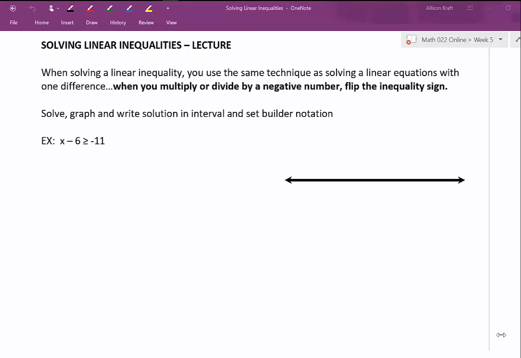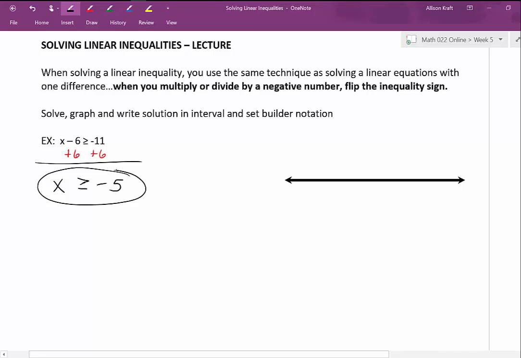We'll follow the same technique as we do with linear equations. We don't have any parentheses or fractions to eliminate. We don't have like terms on either side to combine. All of our variable terms are collected on the left side, which means that we've got to move all of our constant terms to the right. We're going to add 6 to both sides. This gives me x is greater than or equal to -5. This is the solve part.